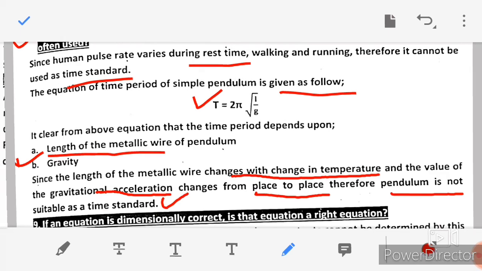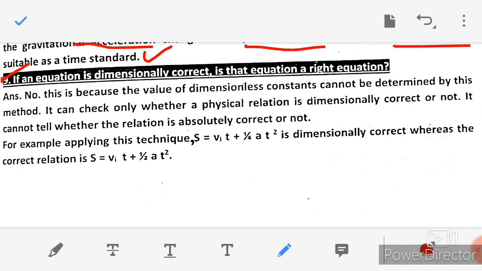Now moving towards the last question. Number 10 is also included. If any equation is dimensionally correct, is that equation the right equation? The answer is no. This is because the value of dimensionless constants cannot be determined by using this method. It can check only whether the physical relation is dimensionally correct or not. It cannot tell whether the relation is absolutely correct or not.